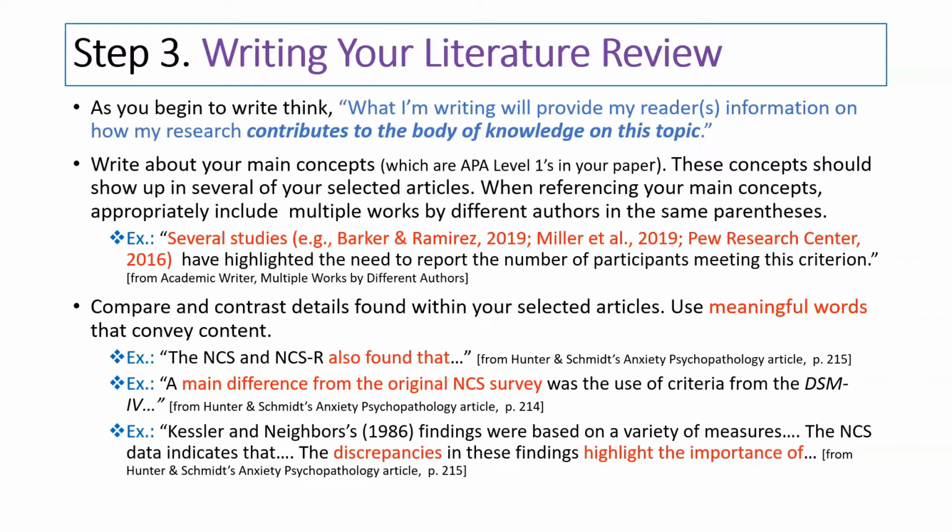When you're looking at the main concepts, which I once again will tell you will be your APA level 1 headings in your paper, then you need to make sure that these main concepts are covered by multiple citations in your paper, because the main concepts are important. And one way to show that they are important is to do these multiple citations. See how we have an author here, an author here, and an author here. 3 different papers have this concept in mind. So it says several studies have highlighted the need to report the number of participants. So that's going to be important. And you know it's important because you have the multiple citations.